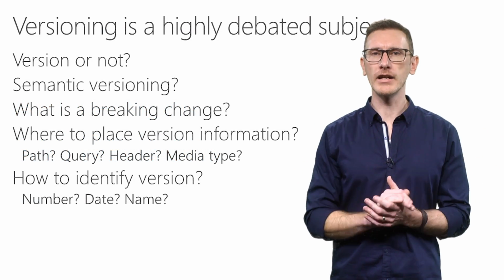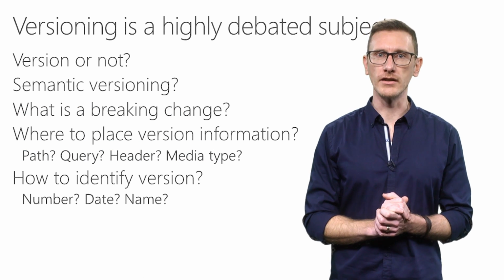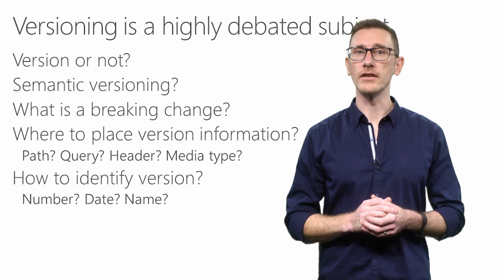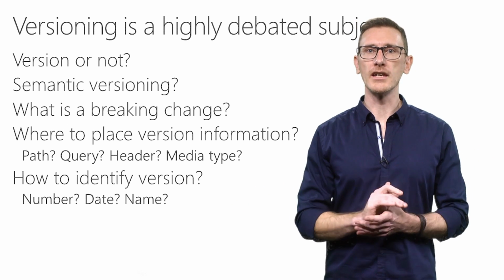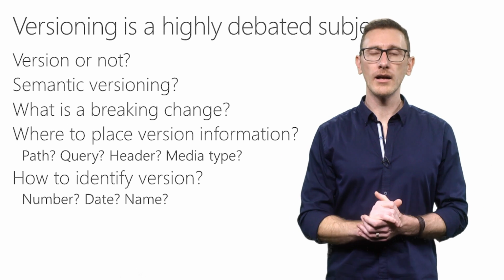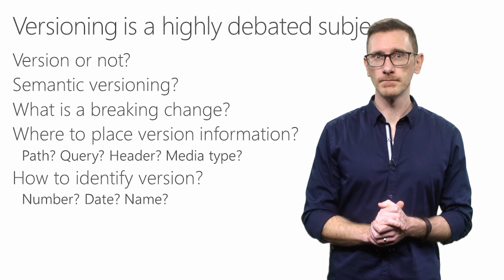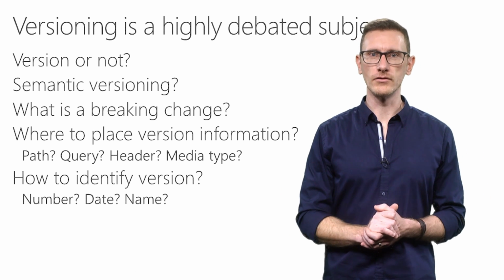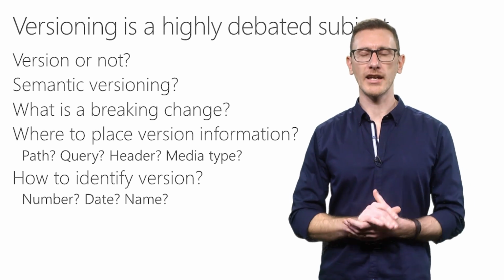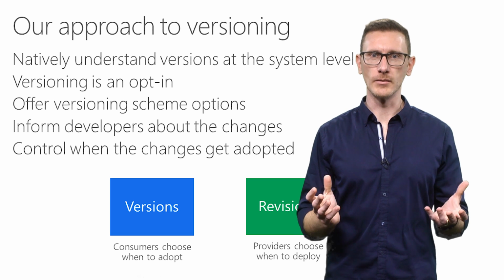There's a myriad of different opinions on how to approach it, whether to version or not, whether to use semantic versioning. What's a breaking change, and should you be aware of how you communicate that change to customers? Where do you place version information? There's a whole bunch of different approaches. So how do we take the approach in Azure API Management?